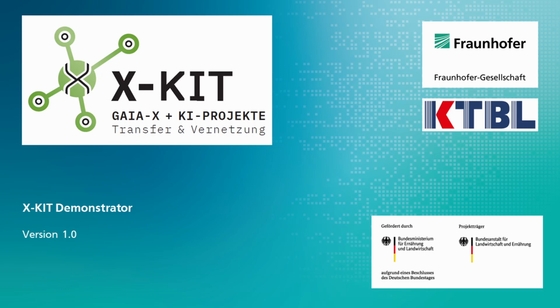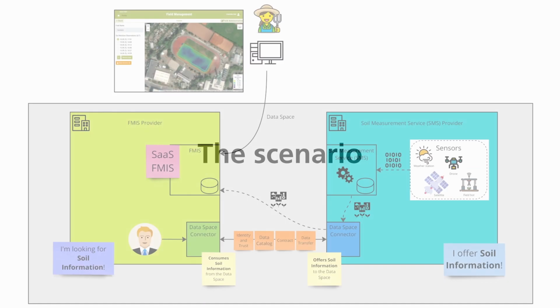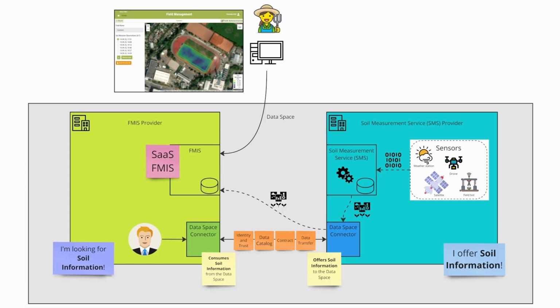In the following, we will present version 1 of the Xkit demonstrator. Let's start with the scenario. Imagine there's a company that operates a farm management information system and provides it as a software as a service solution to farmers. Farmers can use the FMIS to manage and store their field-related data.